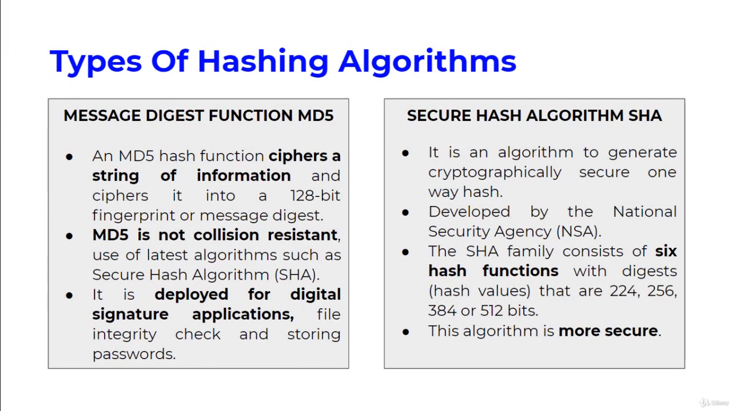Let us discuss types of hashing algorithms. We will discuss MD5 and SHA. MD5 was the most popular and widely used hash function for quite some years. The message digest family comprises hash functions like MD2, MD4, MD5, and MD6. It was adopted as Internet Standard RFC 1321. It is a 128-bit hash function.